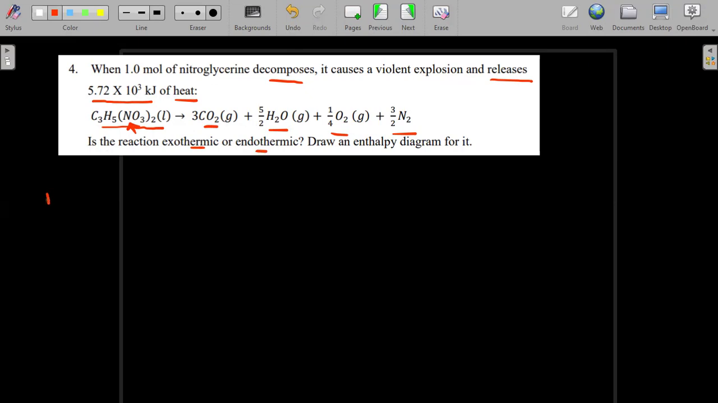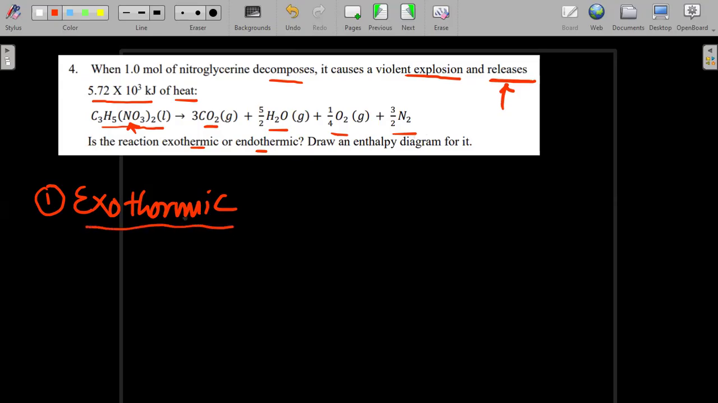So what can we say there? We're going to say that reaction is exothermic. Why is it exothermic? Because in the question they are saying it causes a violent explosion and releases. This word releases is a key word, meaning it's giving out heat. When a reaction gives out heat, then it's exothermic. So this reaction here is exothermic.